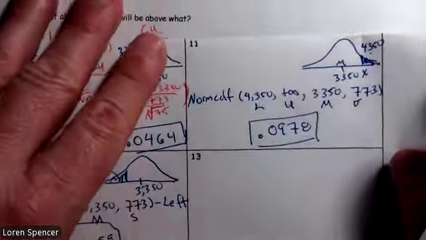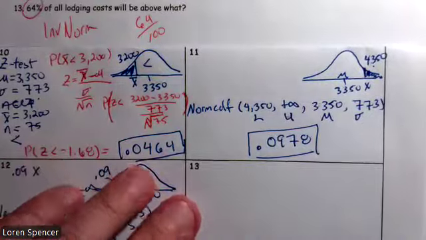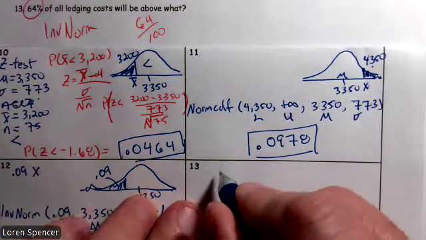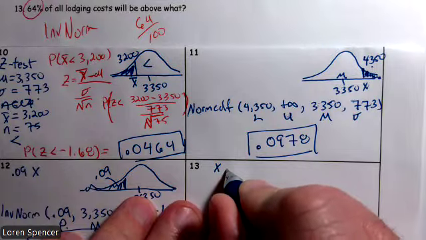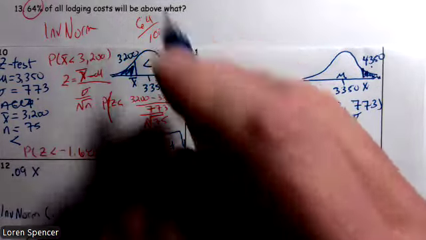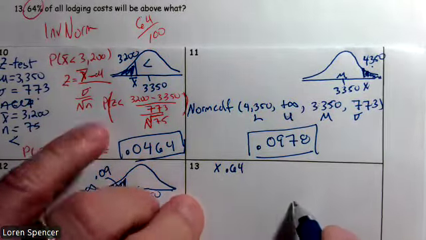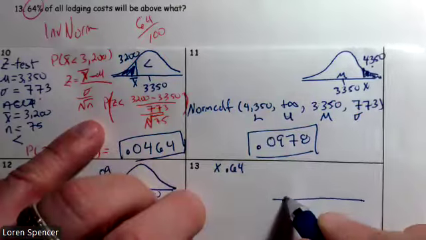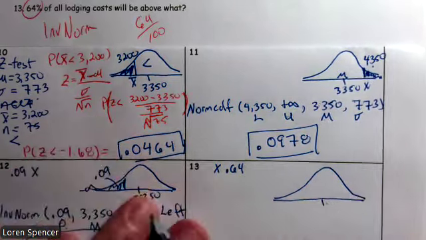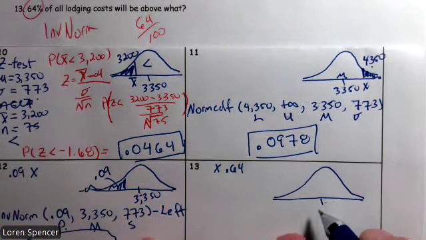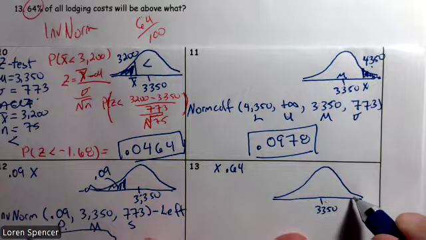It's going to be much the same as we have just had before. So I'm going to go ahead and put my X. But now it says above. So that means it's up here. My 64 is above X. That means I'm going to be shading from the right. My mean is 3350, so that hasn't changed. But I'm shading from the right.